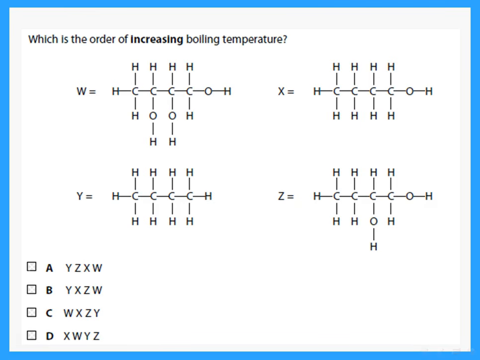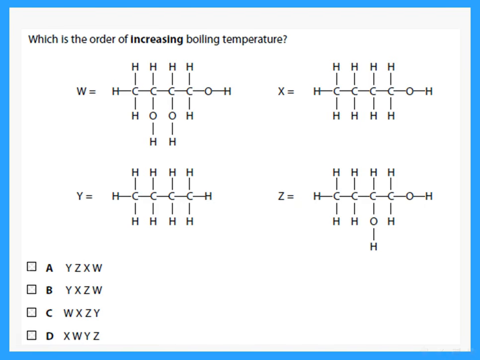Okay? Which is the order of increasing boiling temperatures? Do you remember the boiling temperatures depend on what? First of all, they depend on number of carbons. So we said if the number of carbons increase, the boiling point increases. But here all my choices have 4 carbons. So that would not affect my boiling temperatures. Okay. What is the difference between these 4 structures? Well, the difference is the number of OHs.